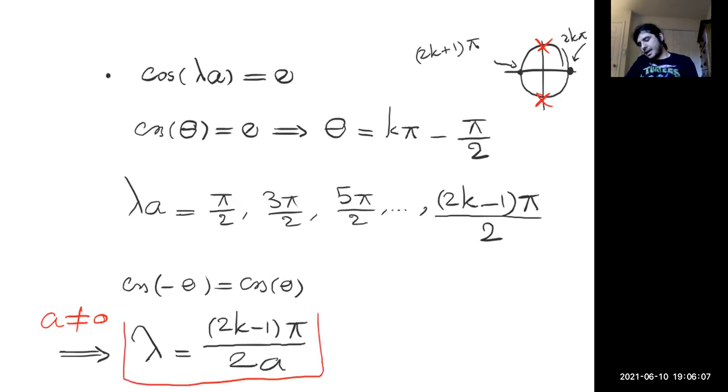These are values that lambda can get. There are infinitely many different values. So in order to differentiate between these different values possible for lambda, we show them with lambda with index k. So lambda k would be equal to 2k minus 1 pi over 2a. We can have each of them. All of them are possible values we can get in our solution. Okay, we have infinitely many of them. So k can be equal to 1, 2, 3, etc. up to infinity. Any question up to here? Very good.